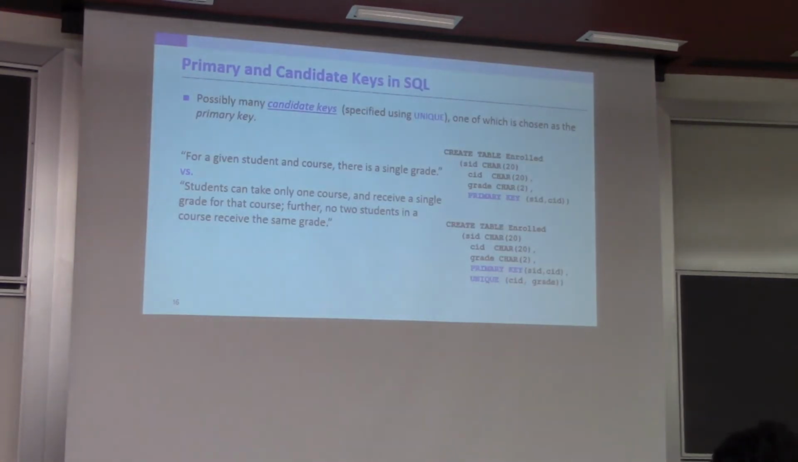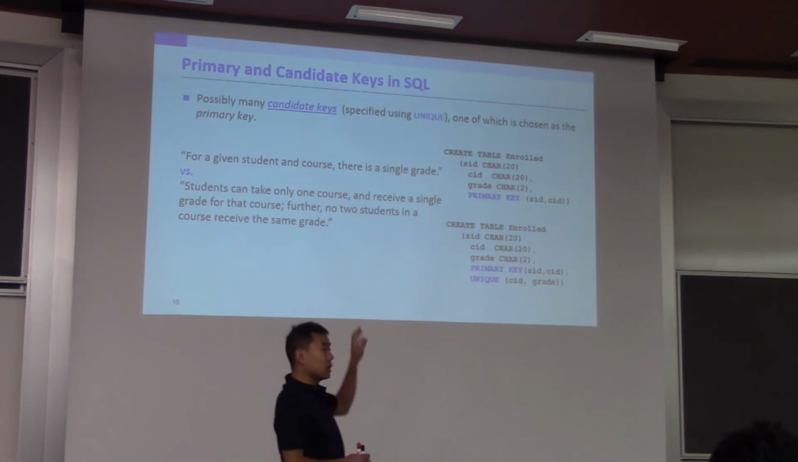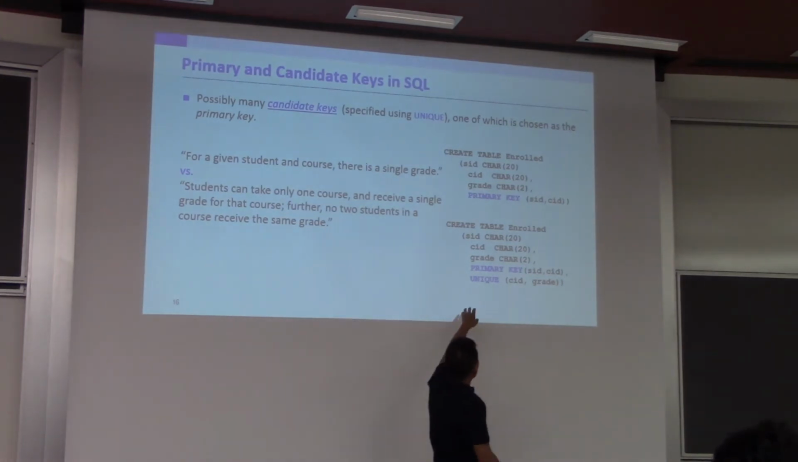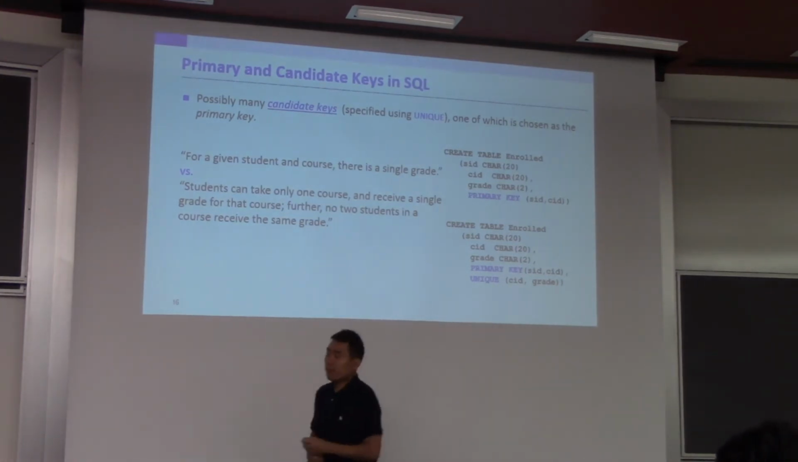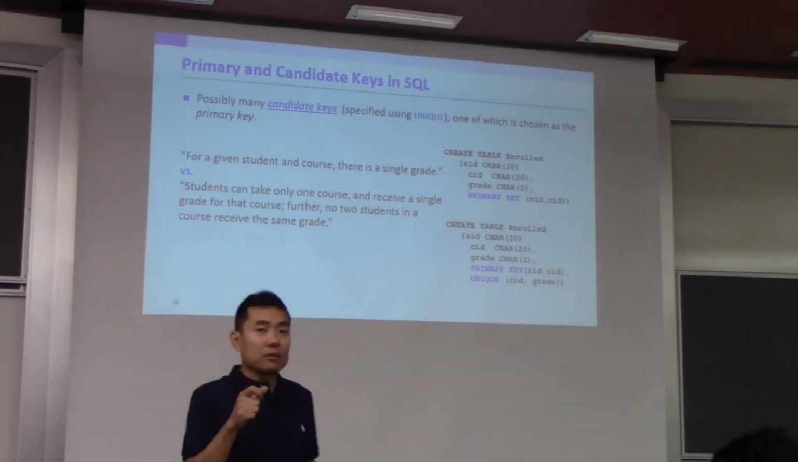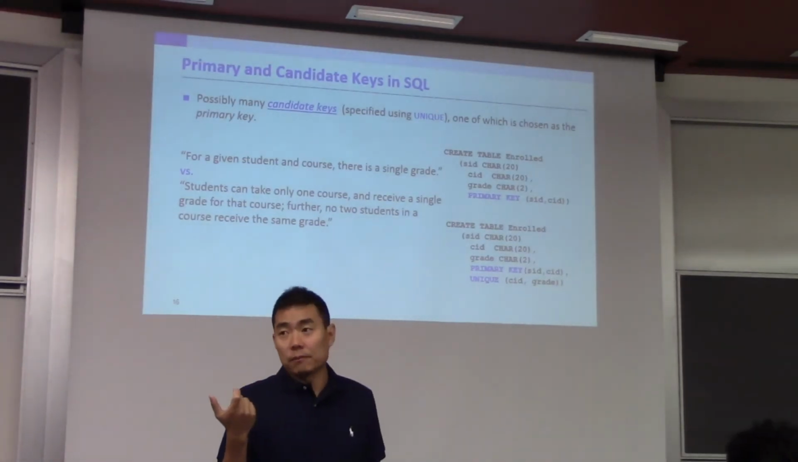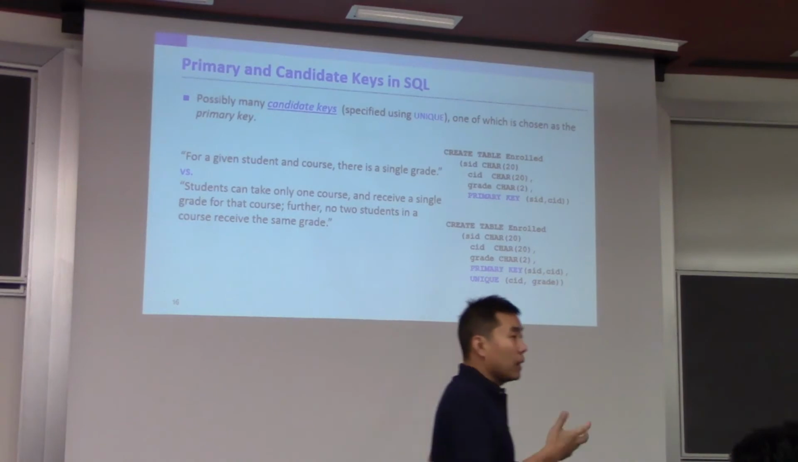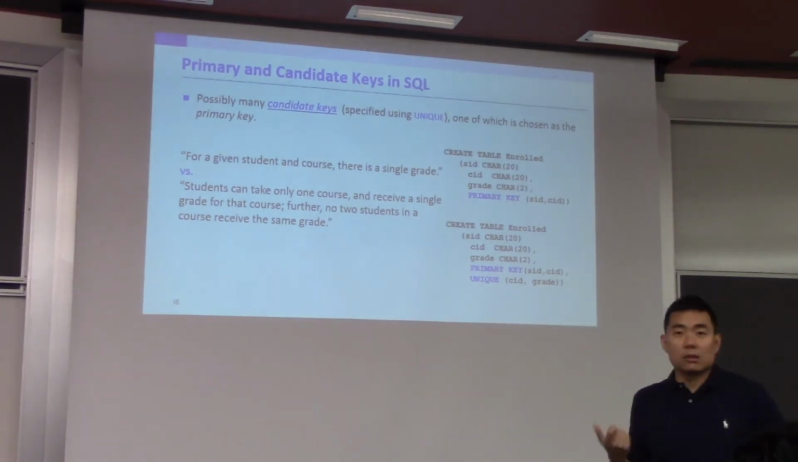So here is how you specify that in SQL. You use the keyword primary key for primary key, and you use the keyword unique for candidate keys. So for example, by default, for the enroll table, the primary key obviously is a combination of student ID and the course ID. And primary key actually implies a lot about the semantics of your application.